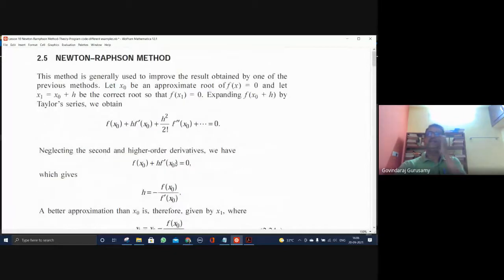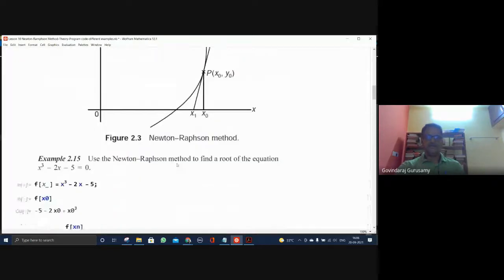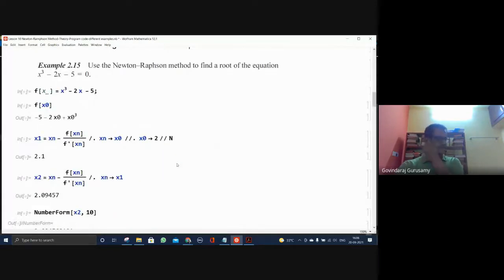In fact, it has been used in fractals in a number of places, this iterative method. Fractals have been done a lot based on this method.